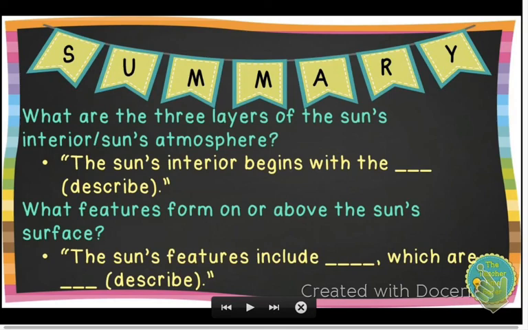I've given you a sentence starter, so you're going to start by writing the sun's interior begins with the, and then continue on. The next question, also to be included in this summary, what features form on or above the sun's surface? And then you have 4 features that you need to describe. So give like the word and the definition.